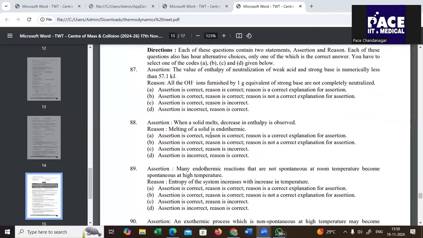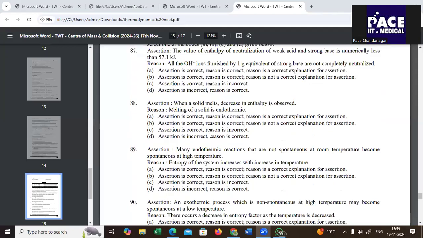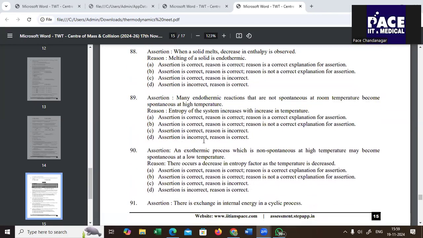When a solid melts, decrease in the enthalpy is observed. So as a solid melts, tell me what happens. Melting is absorbing energy, right? So it says decrease in the enthalpy, but it is an increase in the enthalpy because it is absorbing. So the assertion is incorrect. Option D, undoubtedly option D. The assertion is incorrect. Reason: melting of ice is endothermic, right? Next, 89. Many endothermic reactions that are non-spontaneous at room temperature become spontaneous at high temperatures.